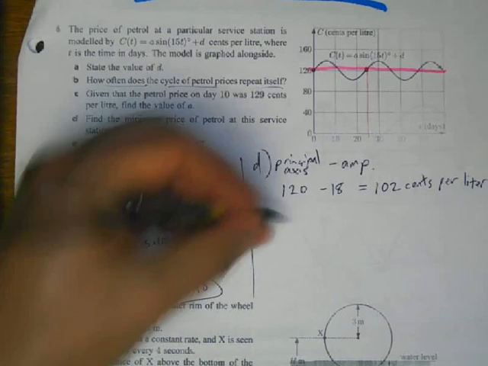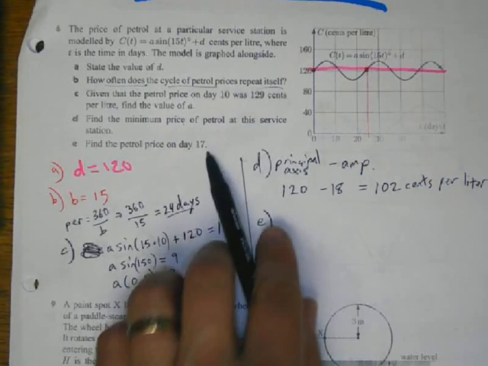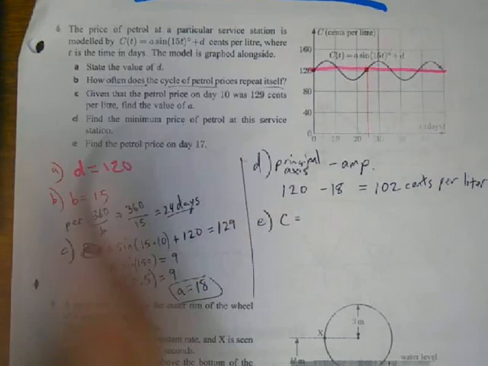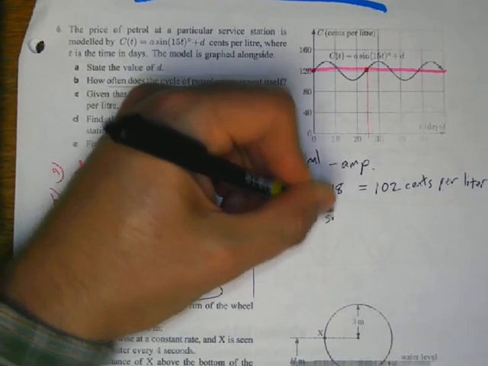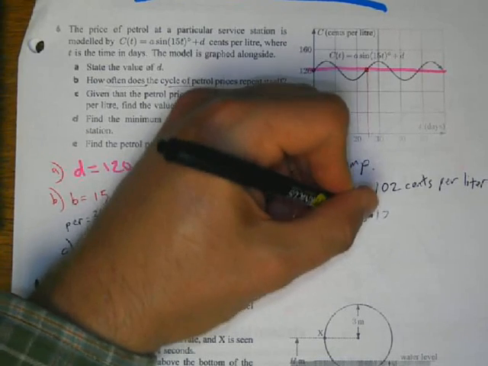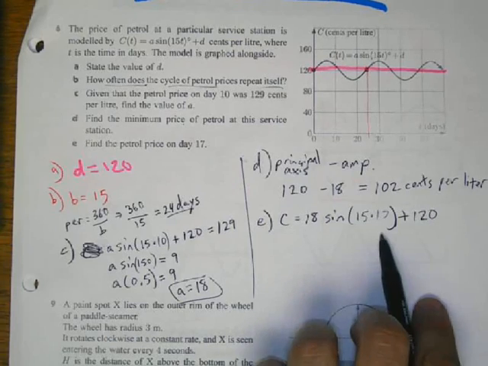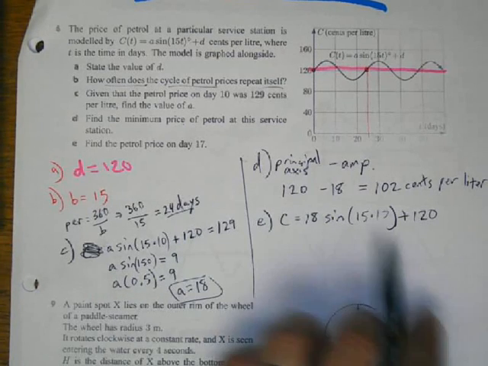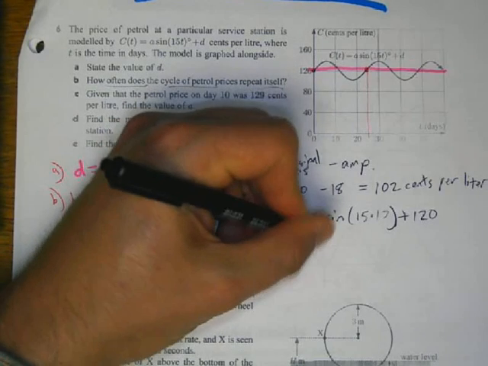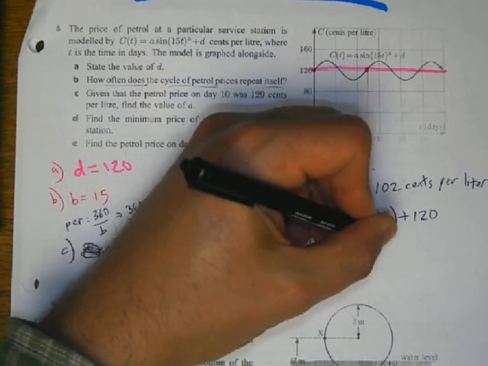Okay, E. Find the price of the petrol on day 17. So I'm going to plug in 17 for T. So I've got C equals 18 sine 15 times 17 plus 120. So I've rewritten my equation, except I've plugged in 17 in place of T, and plug it into our calculator, and I get 102.6 cents per liter.